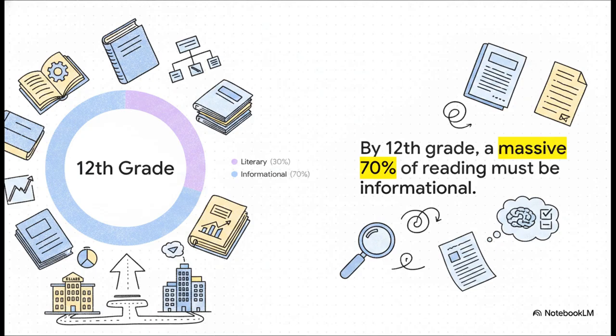But fast forward a few years, by the time a student reaches 12th grade, a massive 70% of their reading across all subjects must be informational. Why? Because most of the required reading in college and workforce training programs is informational in structure and super challenging in content. The standards are aggressively matching the reality of adult demands.